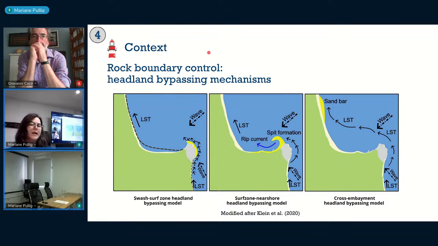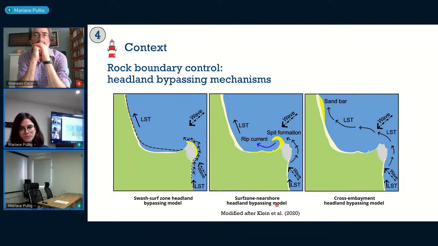When you add a rock boundary along a coast, this means that several mechanisms of bypassing are created. The existing models of headland bypassing, four models we have so far, are in here. We have first the surf zone model, in which the sediment trespasses the headland by creating a bar attached to the shallow part of the coast, and then the waves contribute to its motion around the headland.